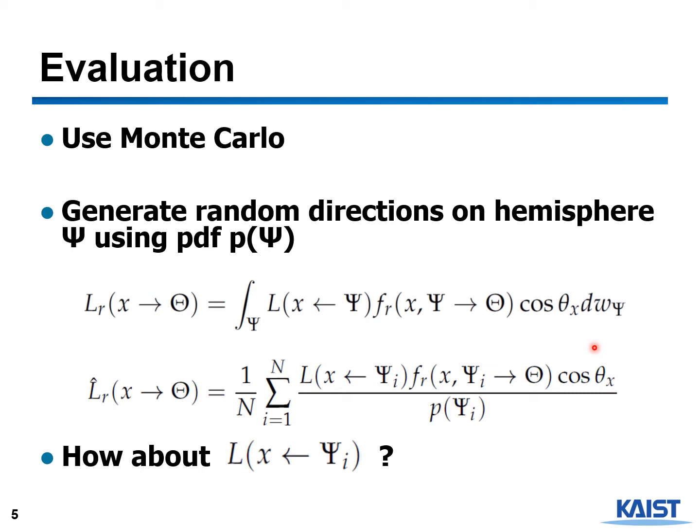But one unknown term is this incoming radiance. Basically, to compute the outgoing radiance, we need to again compute the incoming radiance to the point x in the direction of psi i. The question is how can you compute this one? As you can see, there is a recursive structure again, right?